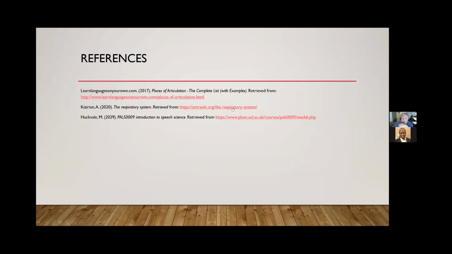Here are the references for the charts that you just saw. And if you wish to pursue that further, you can see how they treat this particular concept. All right, that concludes Unit 2.